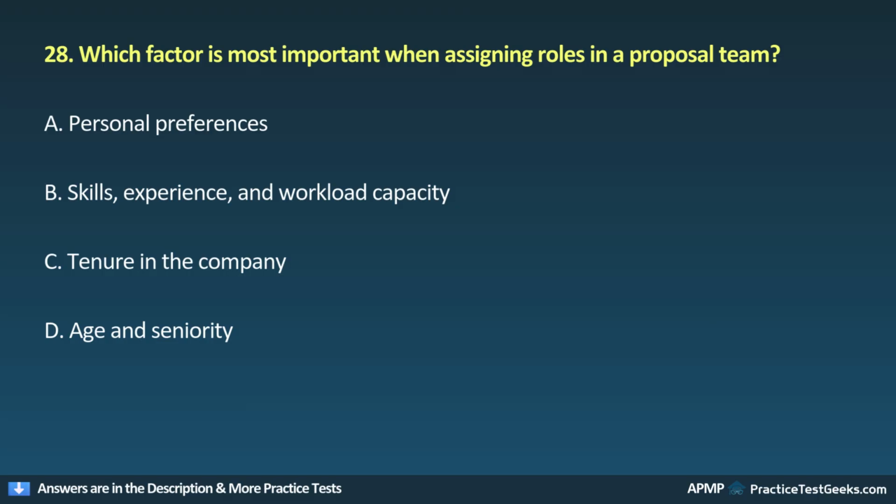28. Which factor is most important when assigning roles in a proposal team? A. Personal preferences. B. Skills, experience, and workload capacity. C. Tenure in the company. D. Age and seniority.